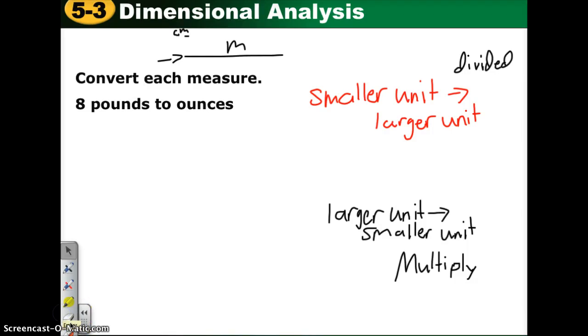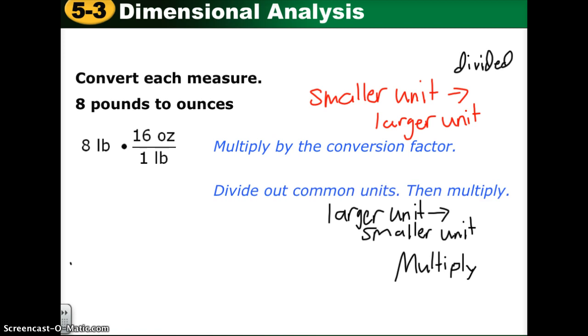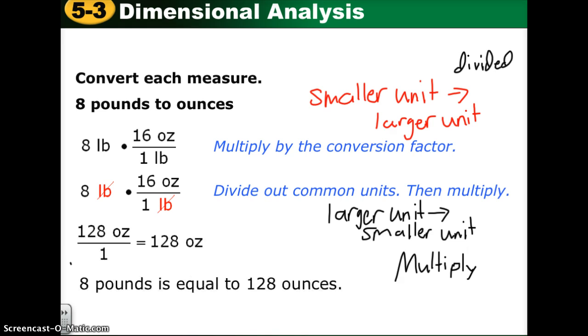Let's try pounds and ounces. So if we look closely and try to figure out if we have larger or smaller, pounds would be larger than ounces. There are 16 ounces in a pound. So we're converting, so we're going to end up multiplying because it's going to take more ounces than pounds. So we end up with 128 ounces is equal to 8 pounds.